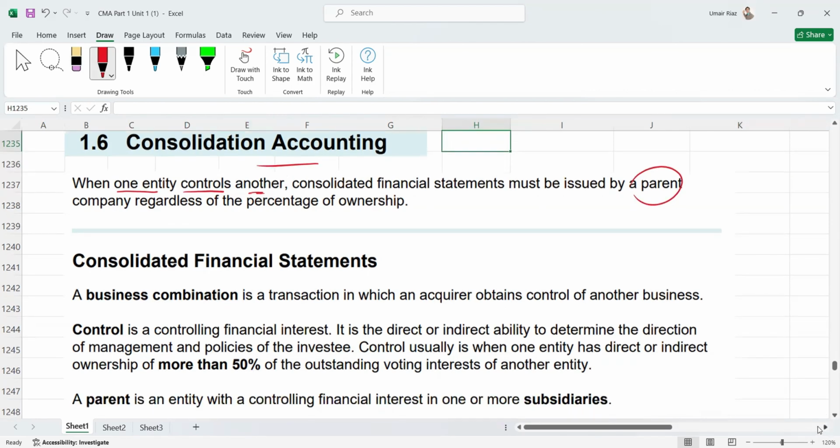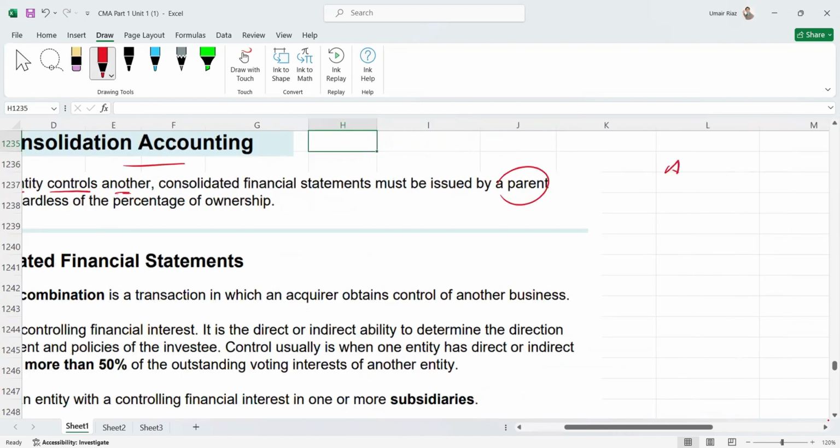Let me give you an example. We have a company A. Company A is going to acquire, or has acquired, more than 50% of voting rights, meaning the outstanding common stock of company B. In this transaction, company A is called the parent company and company B is called the subsidiary company, because company A has more than 50% of the outstanding voting rights of company B. It means company A has control over company B. So whenever one entity has control over another entity, consolidated financial statements are required.